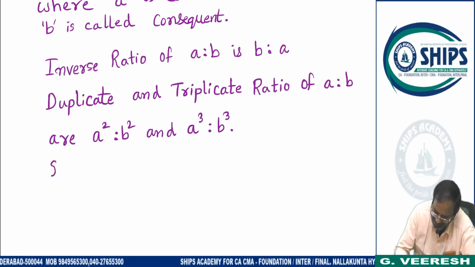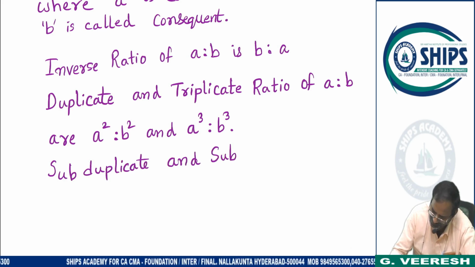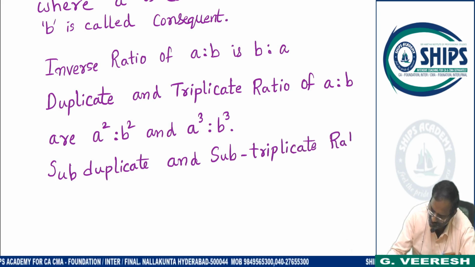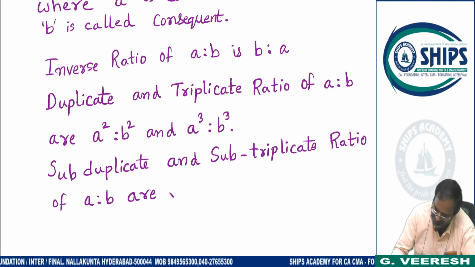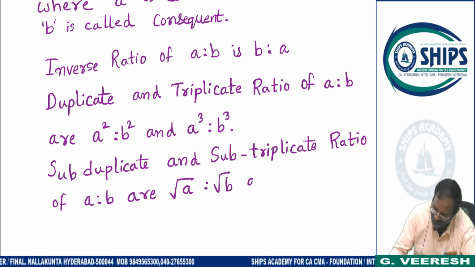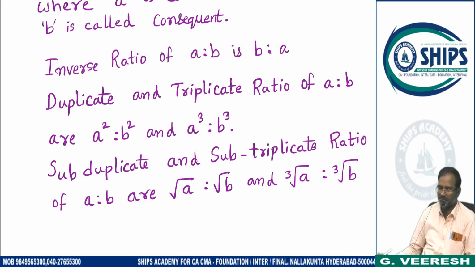Now next, subduplicate and subtriplicate ratio of A is to B are square root of A is to square root of B and cube root of A is to cube root of B. So duplicate means squaring, triplicate means cubing, subduplicate means square roots, subtriplicate means cube roots. Okay.